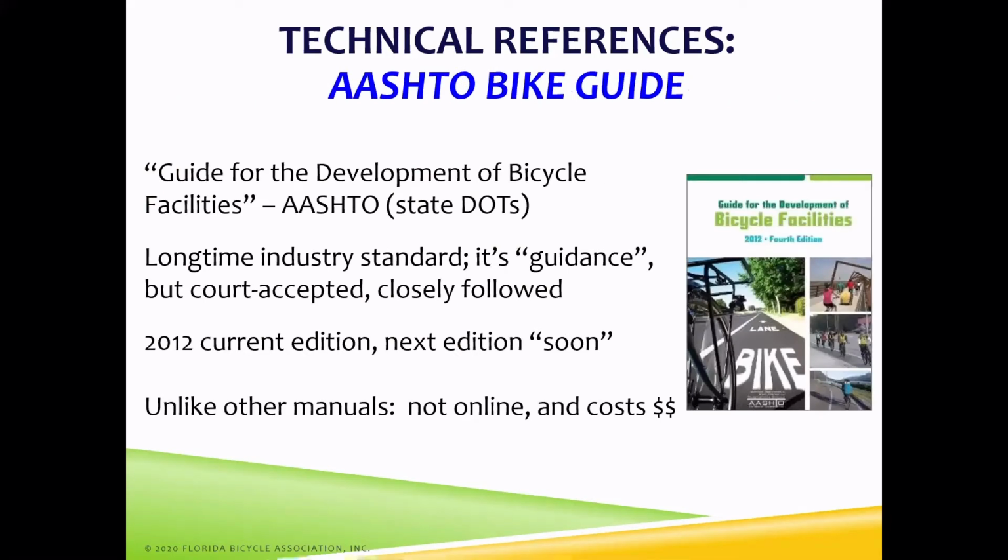At the national level, something that's been around for 30 years is called the AASHTO Bike Guide. This is one that actually is not available online. It does cost money, so you can't just look for it, unfortunately. It has been around for so long, it's really considered the industry standard. And even courts will take a look at this as what is the proper way to do the designs. As a result of it being court accepted, this manual is very closely followed by engineers. The most recent version is 2012, but the next edition hopefully will be in the next year or two.